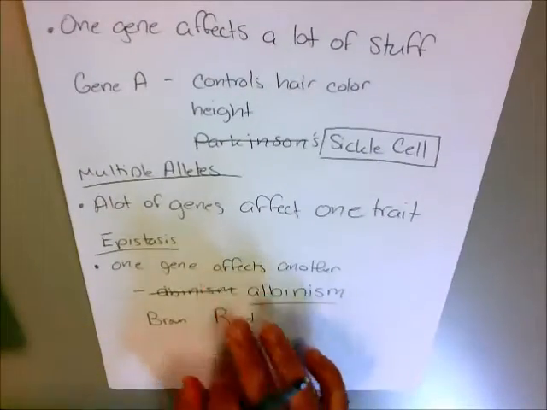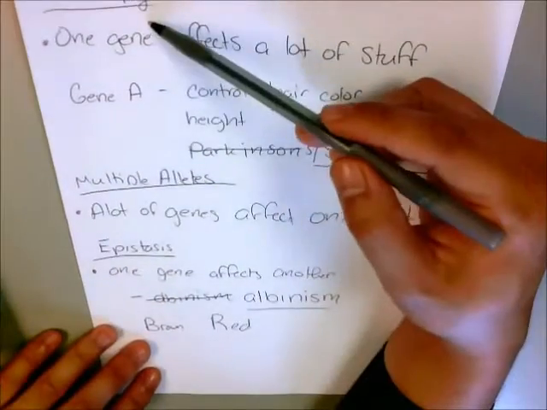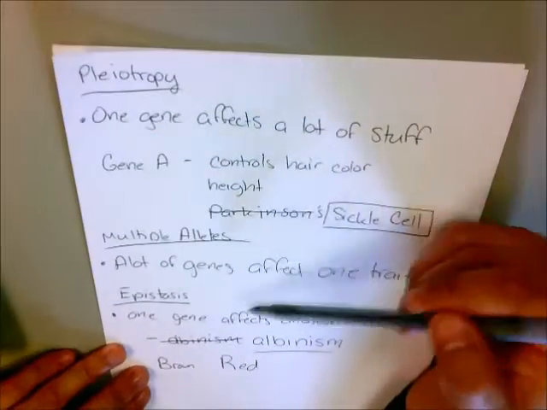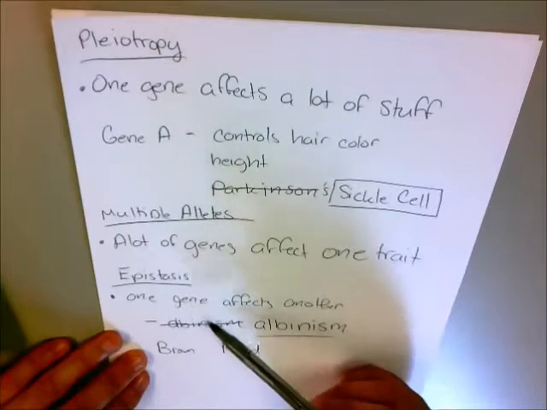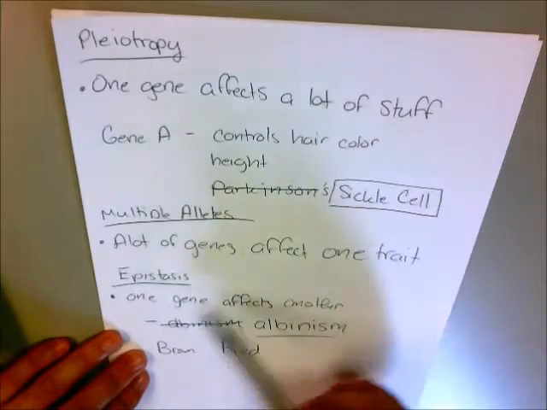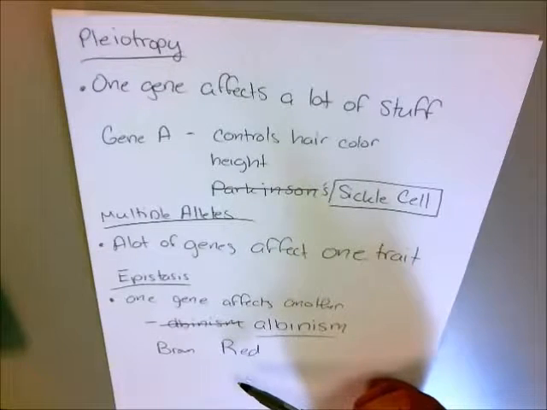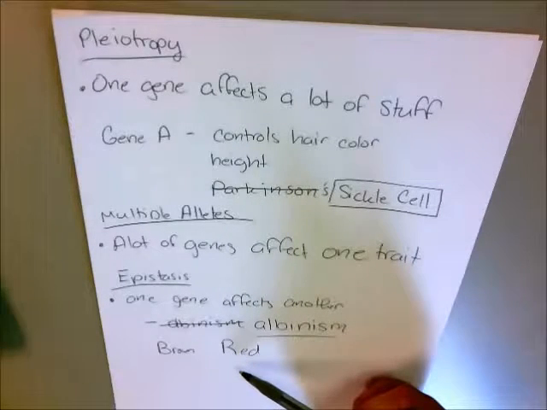So it's not like your tutorial says it's the opposite of pleiotropy. I don't agree really. I think pleiotropy and multiple alleles are exact opposites, and epistasis is where one gene is just affecting the others, ignoring what's happening with them. All right, hopefully that'll make sense. Most of the time, this comes up with albinism and that sort of thing, so that should be able to help you get through that question.